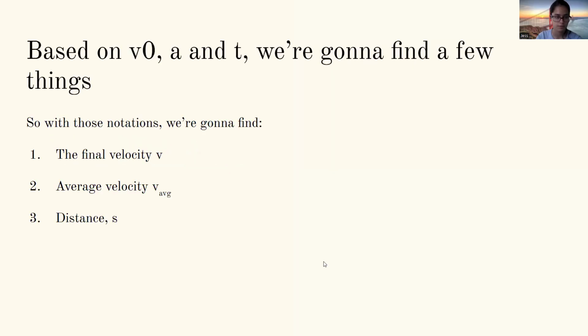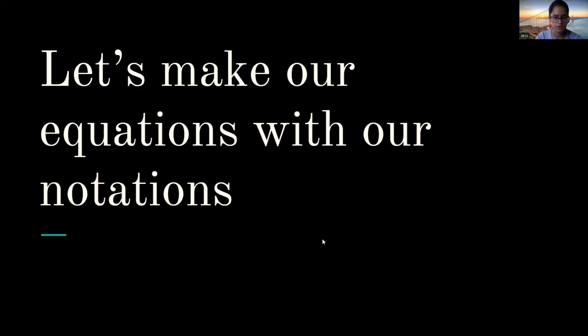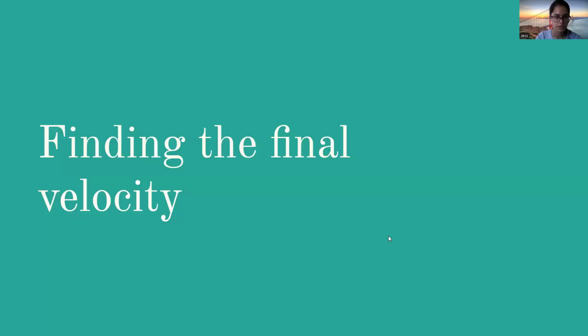So based on v0, a, and t, we're going to find a few things. One, the final velocity. Two, the average velocity, which is v average, and then three, which is distance. So let's make our equations with our notations. First up, we're going to find the final velocity.